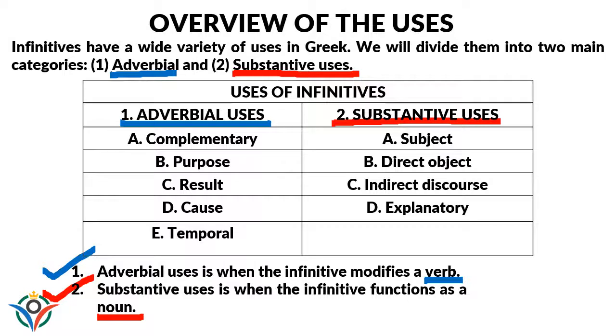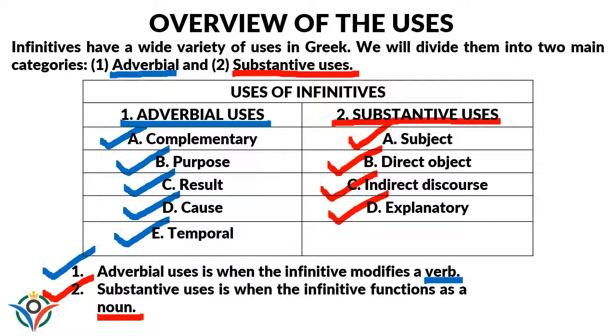Now underneath those two categories, we have subcategories or sub-uses. So we're going to look at 5 adverbial uses: the complementary, the purpose, the result, the cause, and the temporal uses. And then under the substantive uses, we're going to look at the subject, direct object, indirect discourse, and explanatory uses. So let's begin with the adverbial uses together.